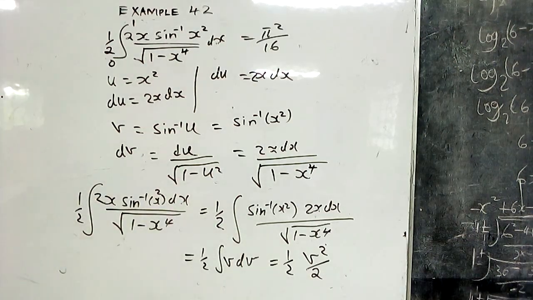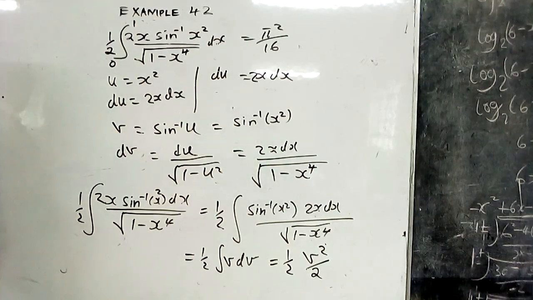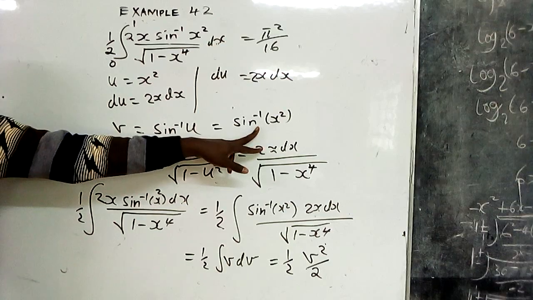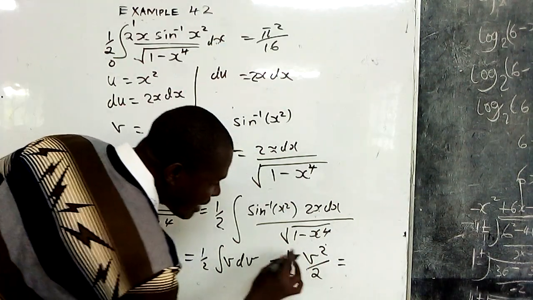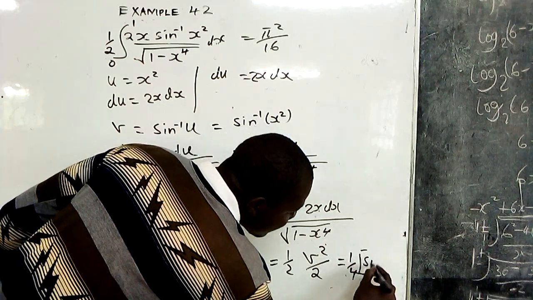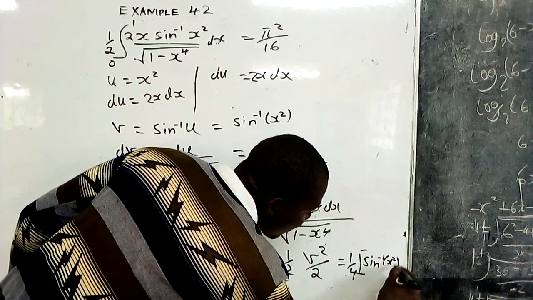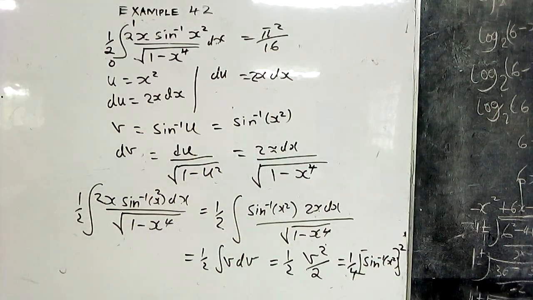Then you substitute back your value of v. What is v? V is the same as sine inverse of x squared. So where there is v, you start with a half divided by 2, which is 1 over 4. Then v squared is sine inverse of x squared, which has been squared. Are we together, ladies and gentlemen?